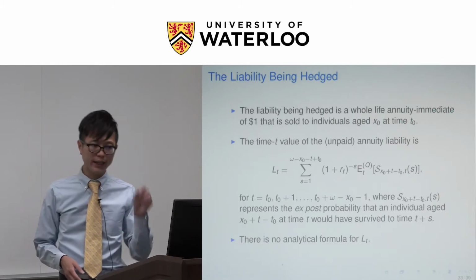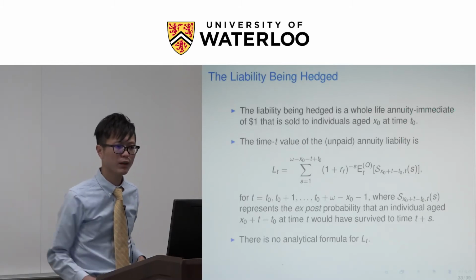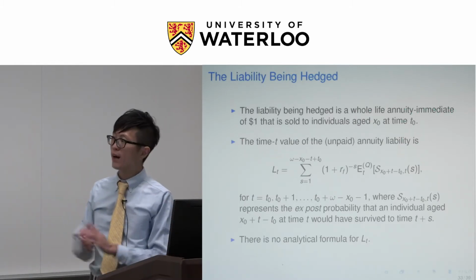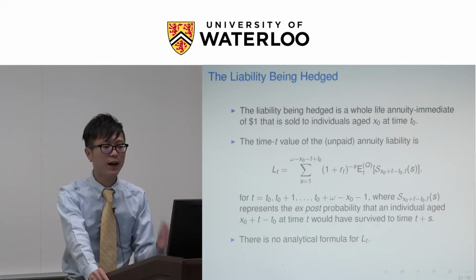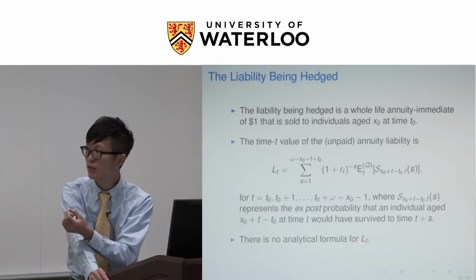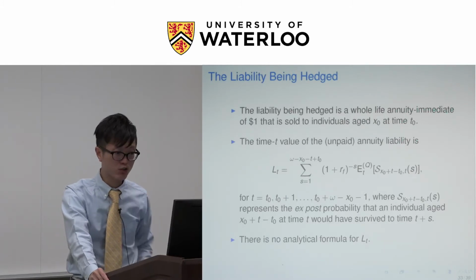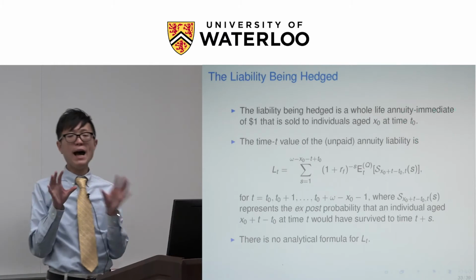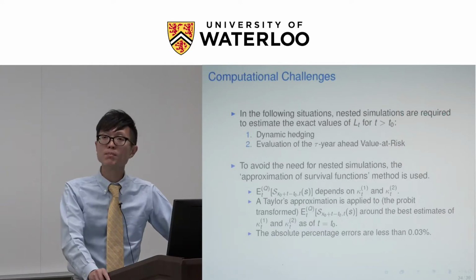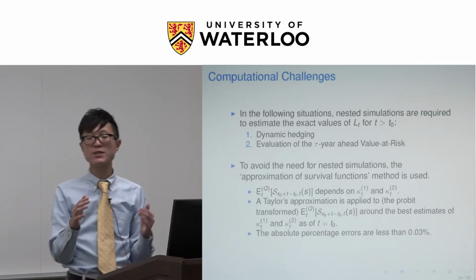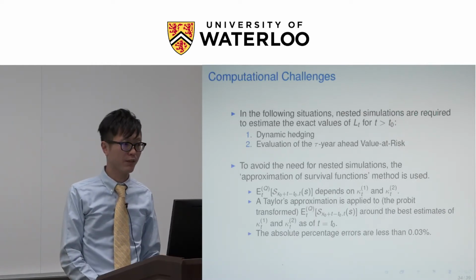I'm assuming that the individuals are age x0 at time 0 when the hedge is established. The time t value of the liability can be expressed as the sum of the expected cash flows under the risk-neutral probability measure, discounted to time t0 using the risk-free interest rate. There is no analytical formula for calculating the liability value. We will use an approximation technique to avoid any nested simulation. For the sake of time, I'm not going to go through the details of the approximation methods.